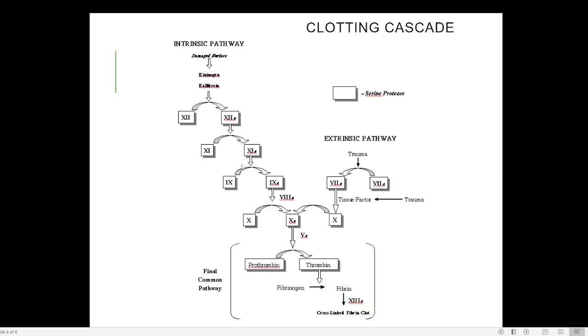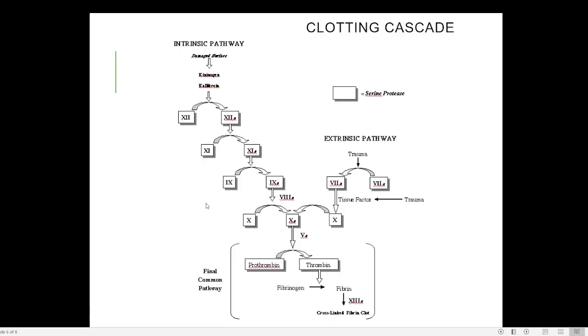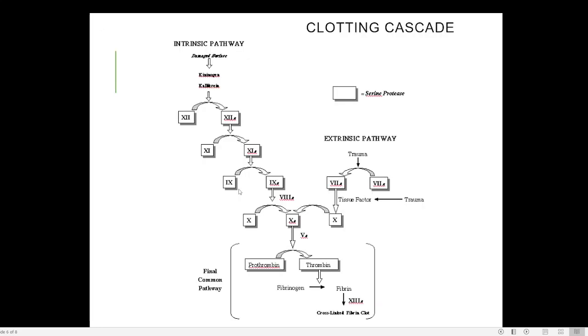Then comes the next one. This active form of the PTA will be working on the next factor, that is plasma thromboplastin component, PTC, converting the PTC into an active form of the PTC. Then what we are seeing is that there is a substance known as anti-hemophilic factor. When this anti-hemophilic factor is in an active form, there is factor 8. This factor 8 or anti-hemophilic factor will be working on Stewart factor, converting it into active form of the Stewart factor. And that will be producing the thrombin from prothrombin and finally resulting in the formation of fibrin.